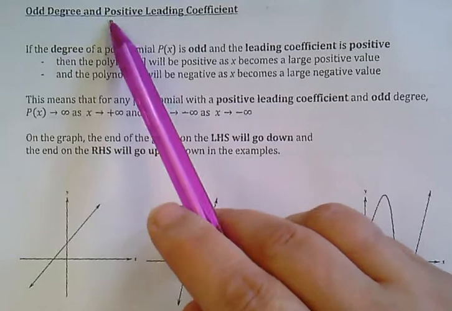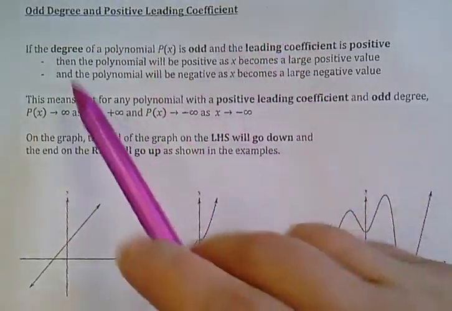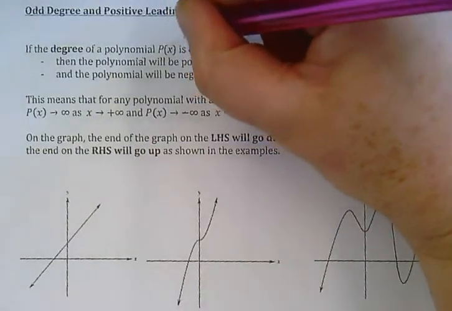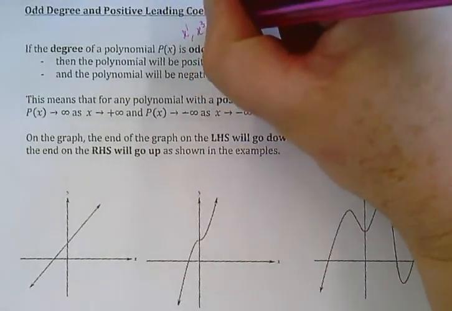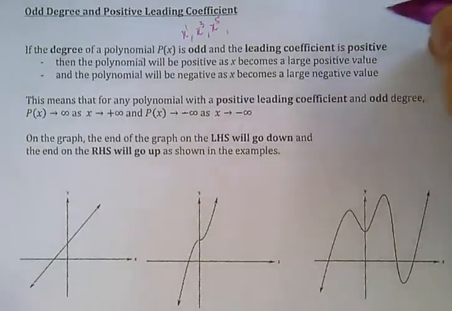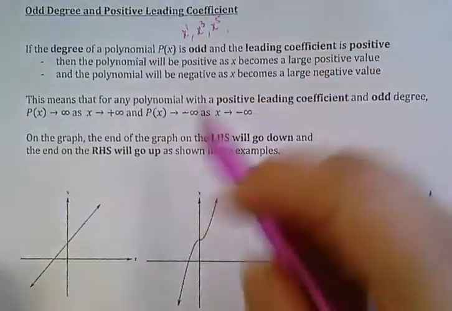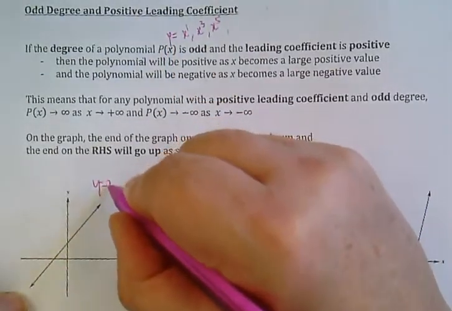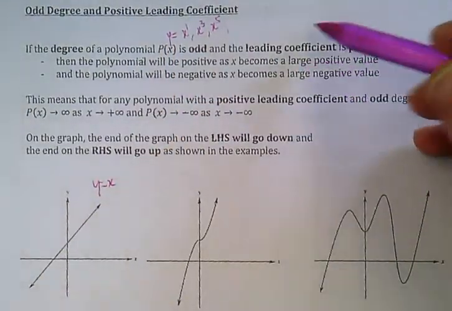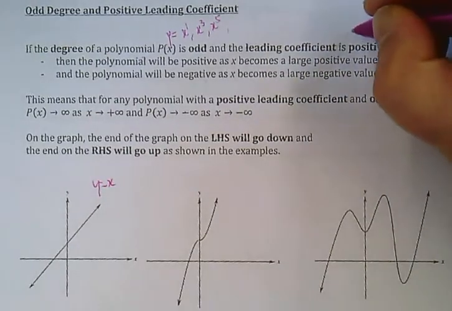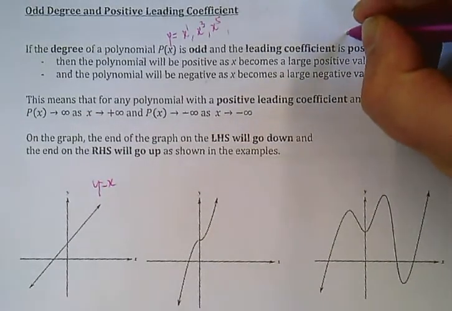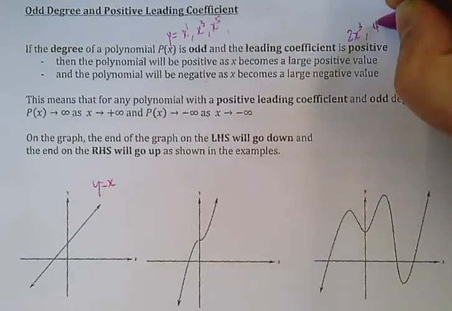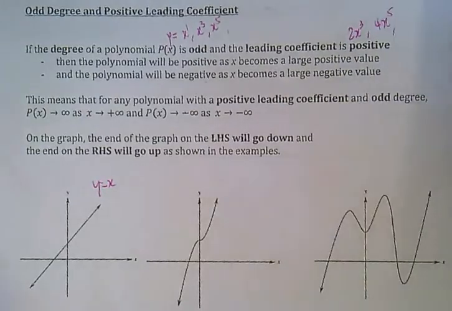If you've got an odd degree and a positive leading coefficient, so if the degree of the polynomial is odd, so you might have x to the power of 1, x to the power of 3, x to the power of 5, etc., and the leading coefficient is positive, you know the y equals x, that's a straight line, right? And the leading coefficient is positive, so I might go 2x cubed type, 4x to the 5 type, etc.